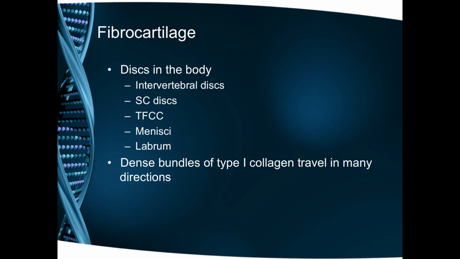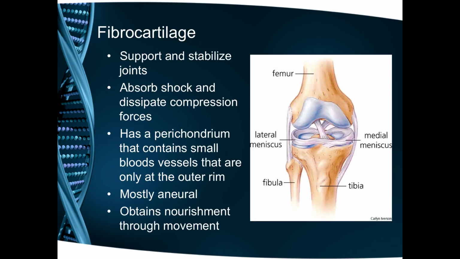Conversely, fibrocartilage, as we mentioned, makes up the discs that we have in our body. And fibrocartilage is made of dense bundles of type 1 collagen. And again, it's type 1 collagen similar to the external layer of the capsule that we talked about that travels in many different directions. So it doesn't have that strong linear resistance as ligaments do, but it has general resistance in multiple directions. We know that fibrocartilage is in our body to support and stabilize our joints. It also helps to absorb shock.